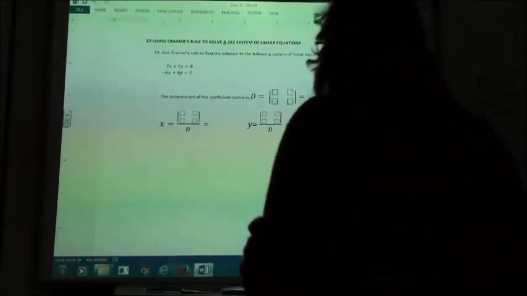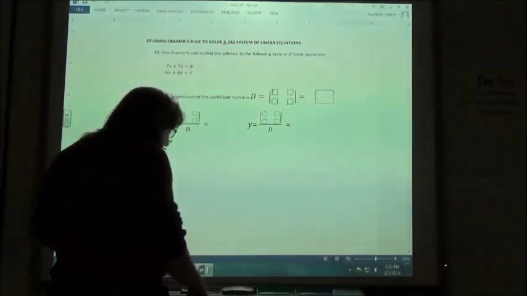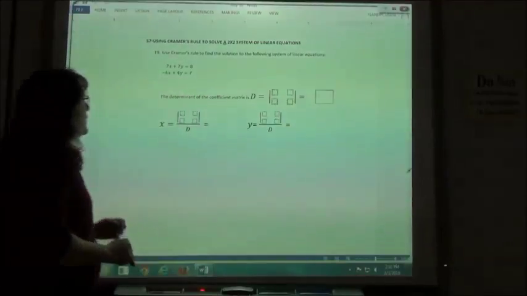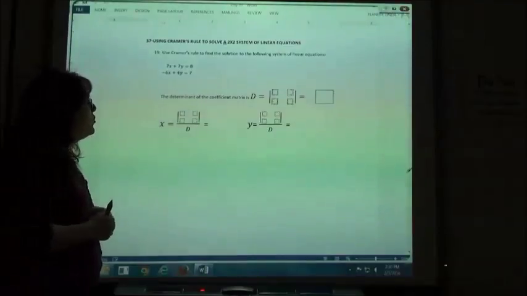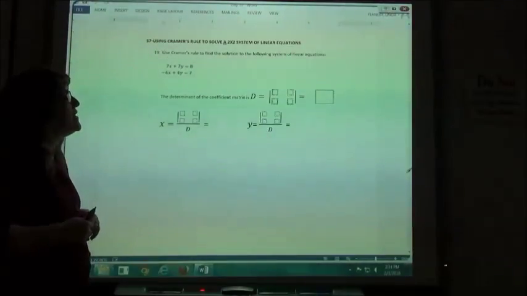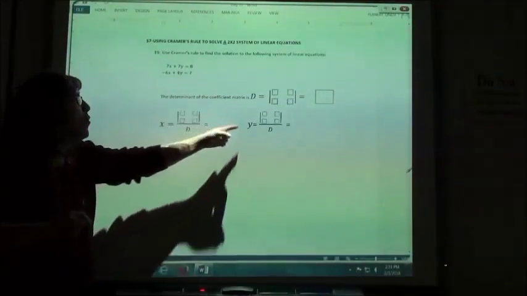19, 20, and 21, we're using Cramer's rule to solve a 2 by 2 system of equations. So we solve systems of equations by graphing. We've solved them by substitution. We solved them by the elimination method, and now we're going to solve them by Cramer's rule. So Cramer's rule uses 2 by 2 determinants in order to find the value of x and y.